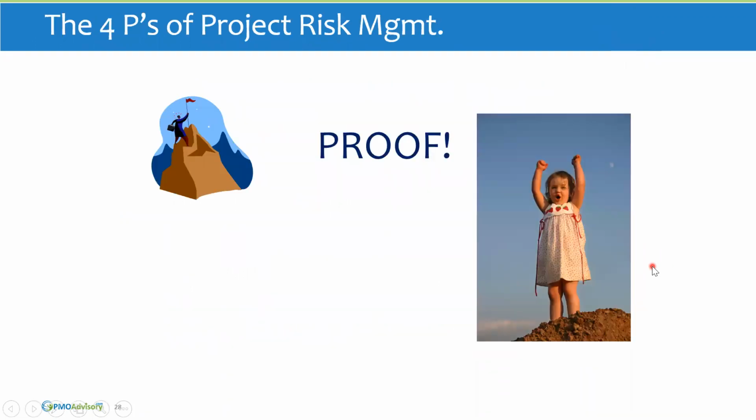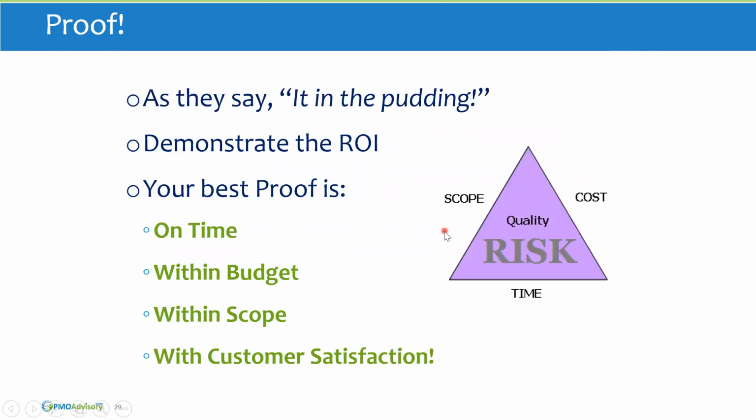And then last, we have the proof. I have a little girl, she's at the top of the mountain there, and they say, you know, that the proof is in the pudding. Actually I had pudding after my lunch today, so it's a risk management pudding proof kind of day.